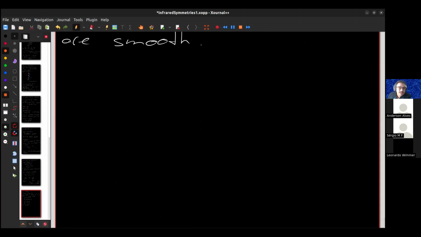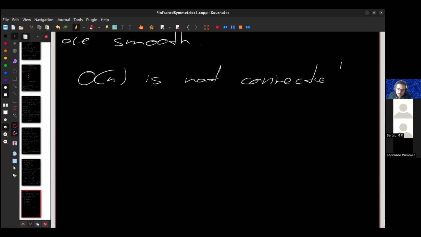So to give an example, as I said, O(N) and SO(N) are Lie groups. What happens is that O(N) is not connected. This is the topological term for saying that it has many pieces, while SO(N) is connected.